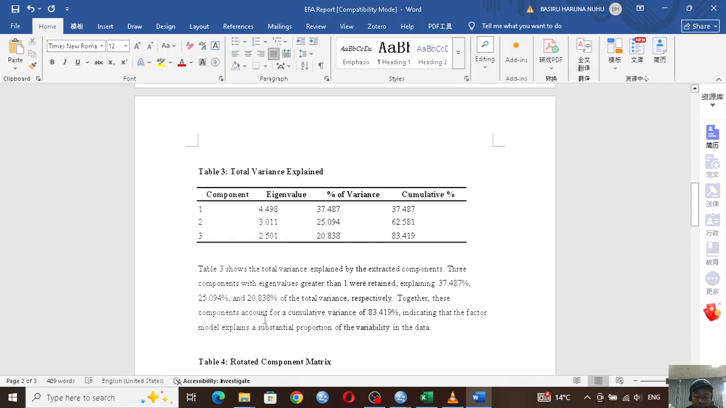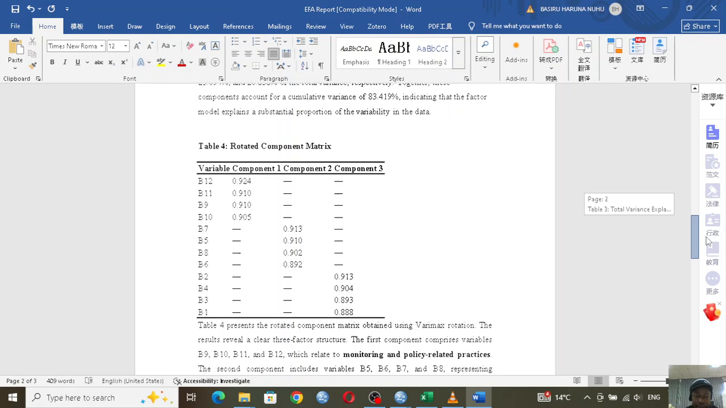Together, these components account for a cumulative variance of 83.419%, indicating that the factor model explains a substantial proportion of the variability in the data. So 83 point something is enough to represent the entire group.